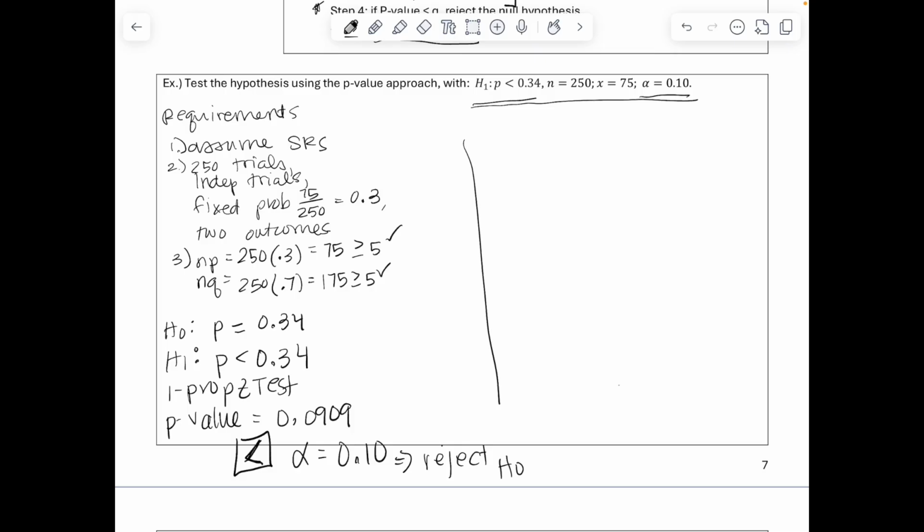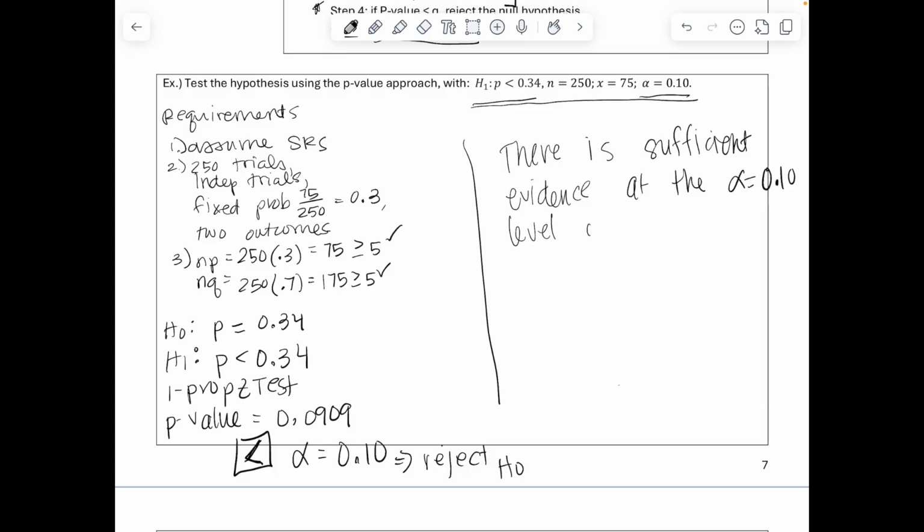So the next thing that we need to do is write our conclusion, and we practiced this in the last section. So this is going to start with there is sufficient evidence at the alpha equals 0.10 level of significance.